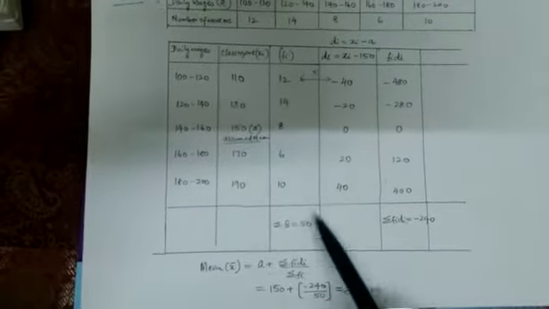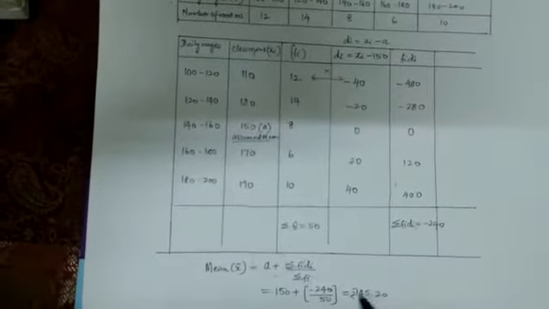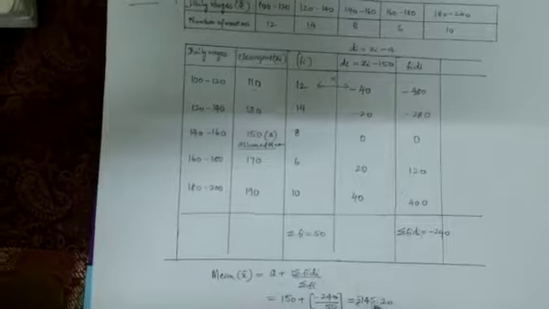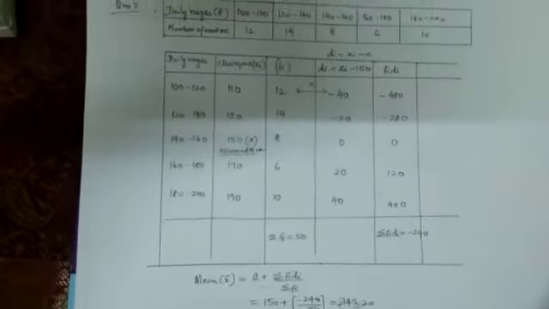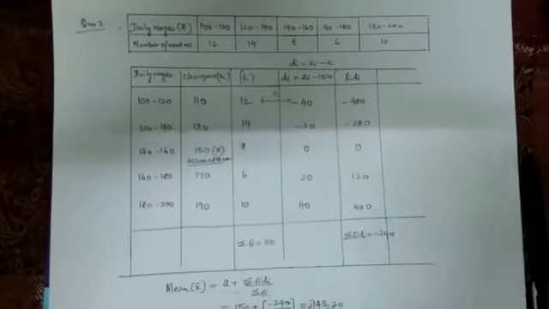To cross check, even if you use the direct method and get the answer, you will get the same answer. Only the difference is in the process. Hope you all have understood how to use this method. And this method is called the assumed mean method.